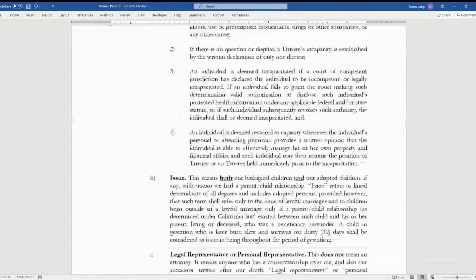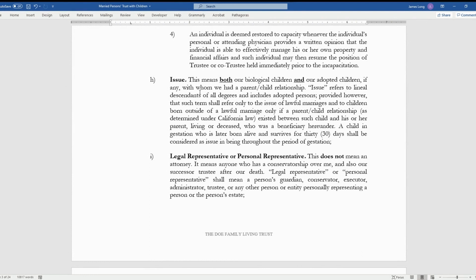If you go to the word issue, this is a great word because I know as a lawyer exactly what this means. And it's a shorthand legal word. If I just say my issue, that means my biological children and my adopted children. That's what issue means. It means blood children or adopted children if you make it mean that. So if you don't want issue to mean adopted children, you can delete it if you want. But it means your biological children. That's it. And it means that it's biological children that you had a parent child relationship with.